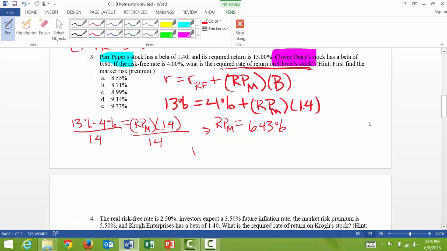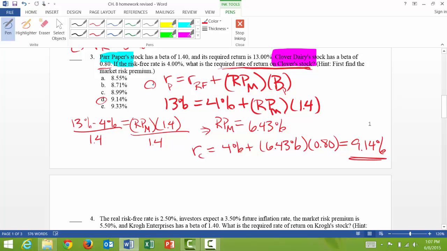And now I can find out the R, since this was the R for the paper one and the beta for the paper one. I can solve for the R for Clover. So I have the risk-free rate, 4%, plus the market risk premium that we were able to obtain, 6.43%, times its beta. I said its beta was 0.8%. And so I get the return is equal to 9.14%. And that's answer D.